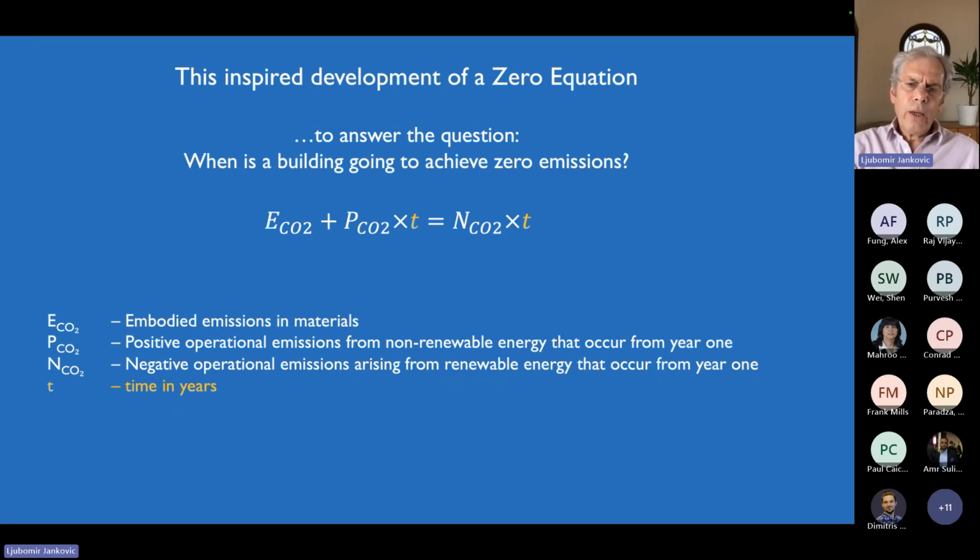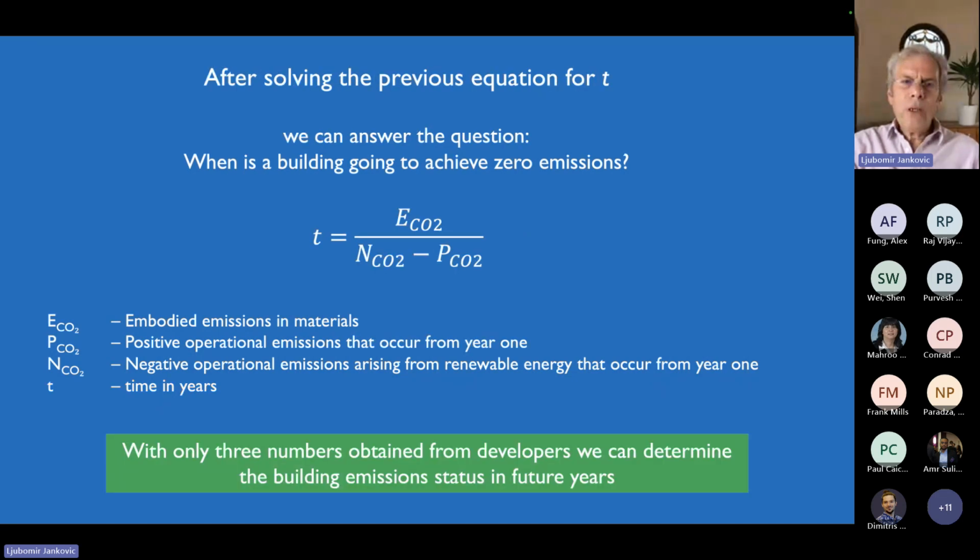So these two quantities on the left and right need to be in balance in order to achieve zero emissions. And after solving the previous equation for T, we can answer the question, when is a building going to achieve zero emissions? So with only three numbers shown here, we can determine the building emission status in future years.